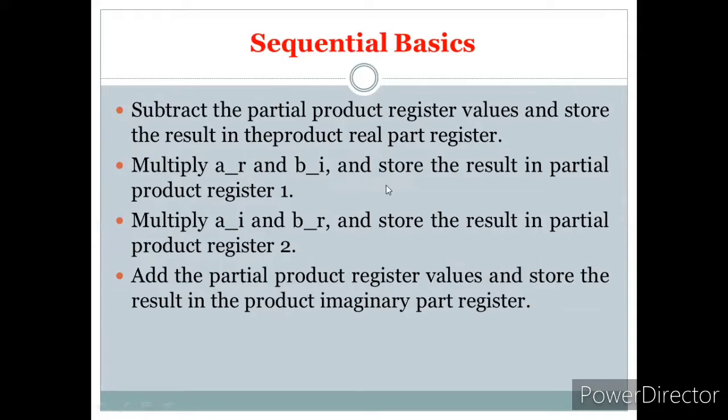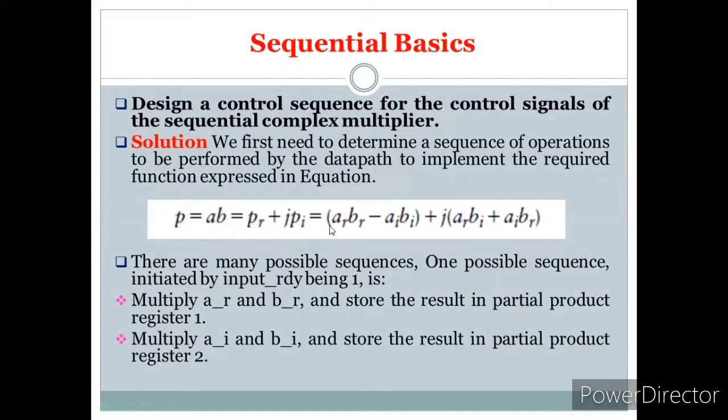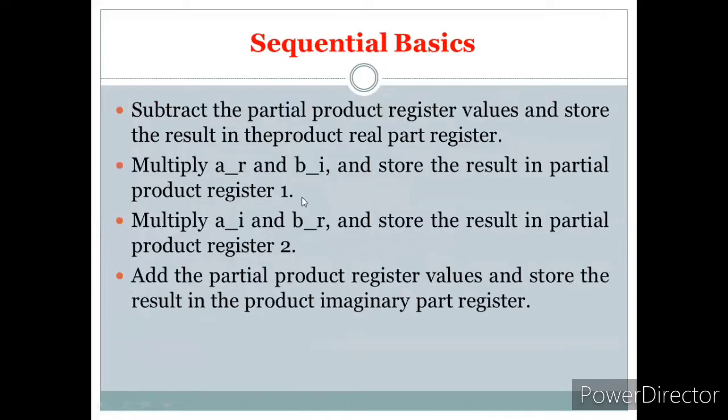So these are the first three steps we have done for the real part. Similarly, you have to do the remaining three steps for the imaginary part. So multiply ARBI and store the result in the partial product, AIBR and store the result in the partial product too. Then add the two products. Then we get the imaginary part there.